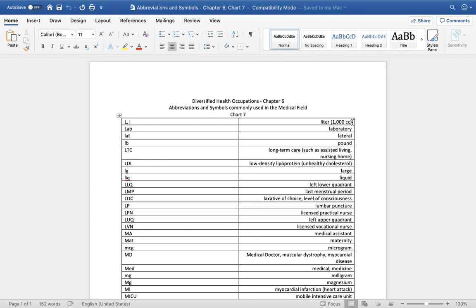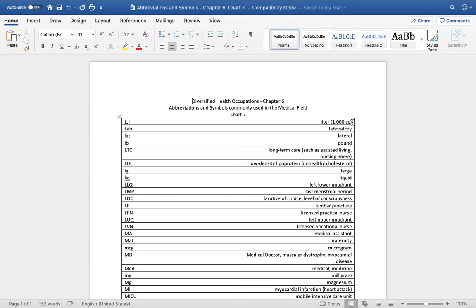L for liter, this is a unit of volume. Generally, we buy pop, like soda, in 2-liter portions, right? But also a liter just literally means 1,000 milliliters or 1,000 cc's, which is cubic centimeters. Lab, this is short for laboratory. A laboratory is a diagnostic medical setting. This is generally where they process specimens, like blood work, urine, fecal matter, that kind of stuff.